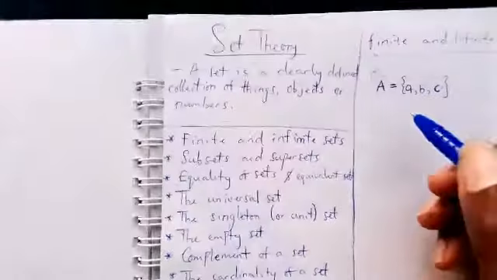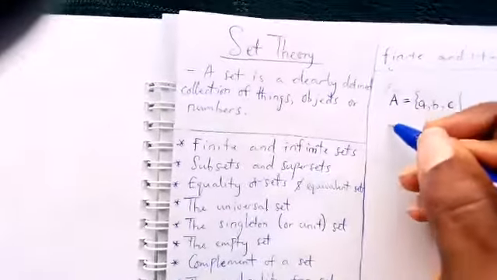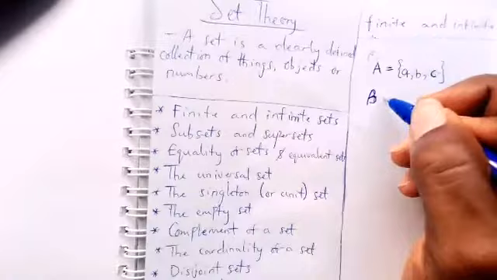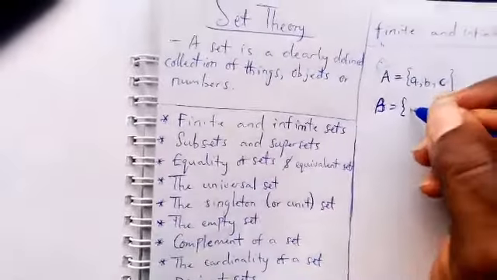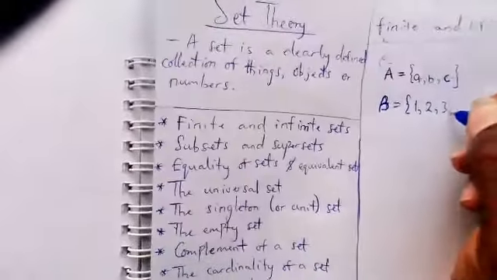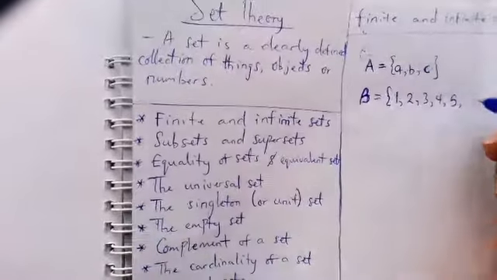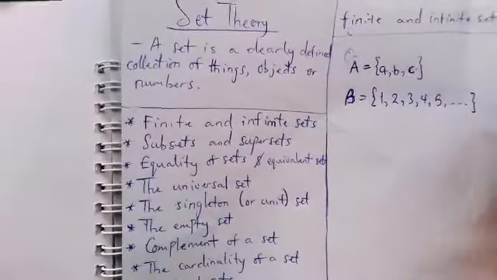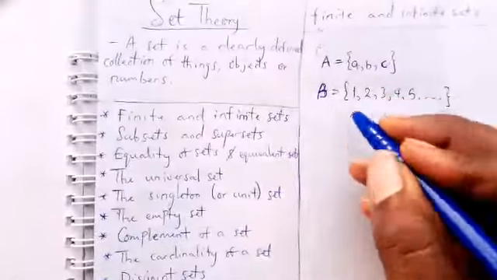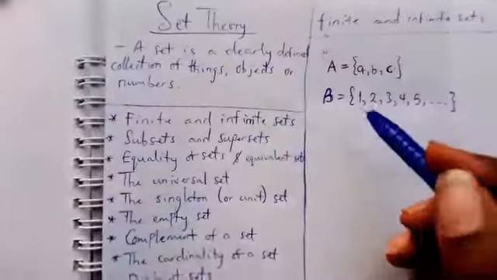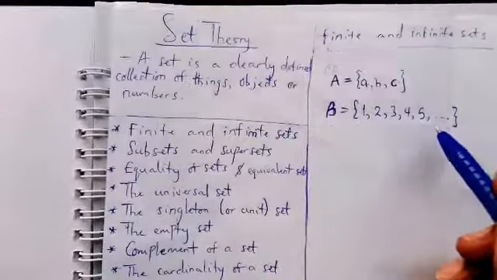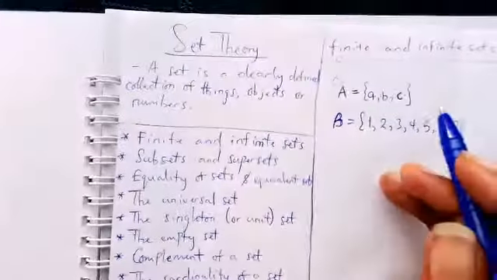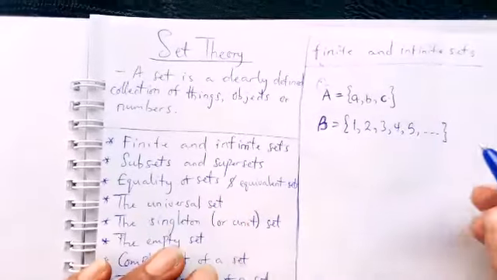If we cannot count the number of elements in the set, for instance, if we have a set B containing the elements 1, 2, 3, 4, 5, and this set contains the natural numbers, because the natural numbers are infinite, we say that this set is an infinite set.